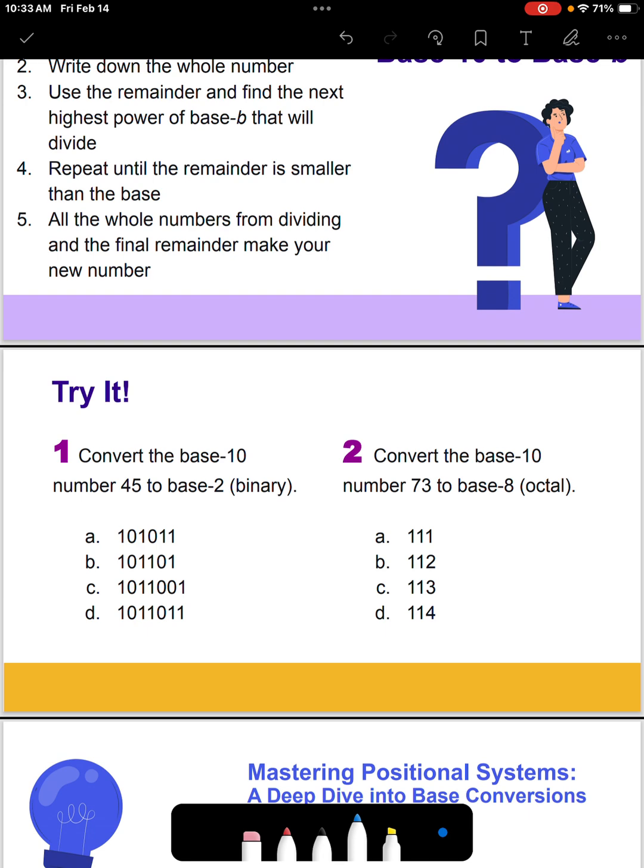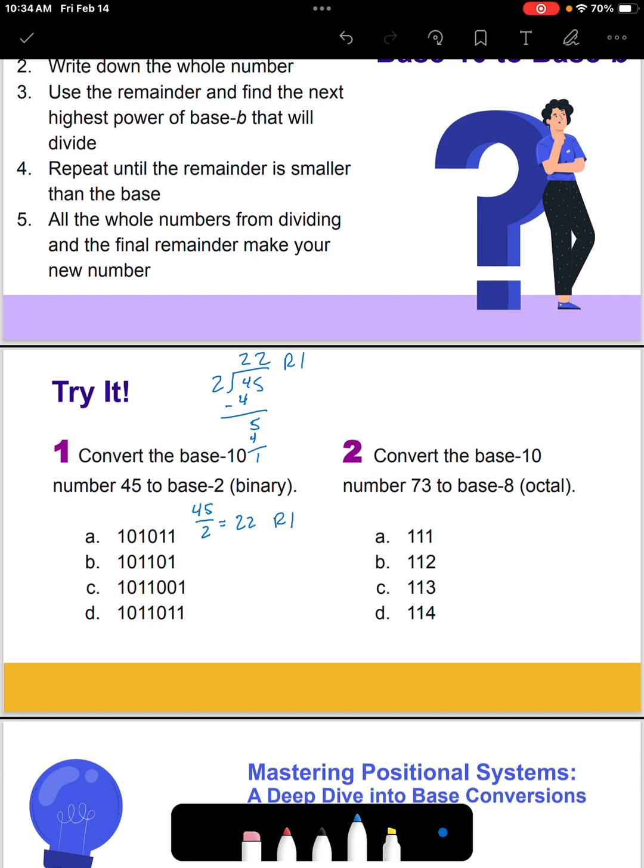This one is converting base 10, 45, to base 2. So since it's base 2, we're going to divide by 2. Actually, sorry, let me start that again. When I divide 2 into 45, 2 goes into 4 2 times. Subtract. 2 goes into 5 2 times. So that's a remainder of 1. So this would be 22 remainder 1.